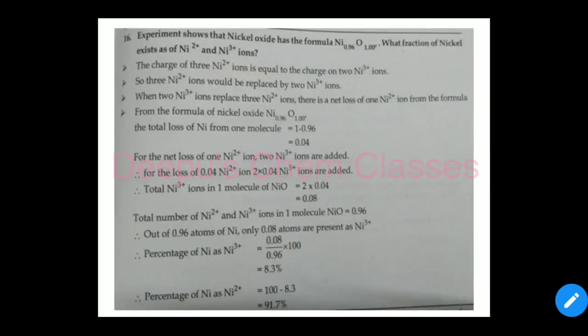In today's class, we are going to see about solid state problems. This is based on the Tamil Nadu Government Syllabus, 12th Standard. Let us see problems from the book exercise.